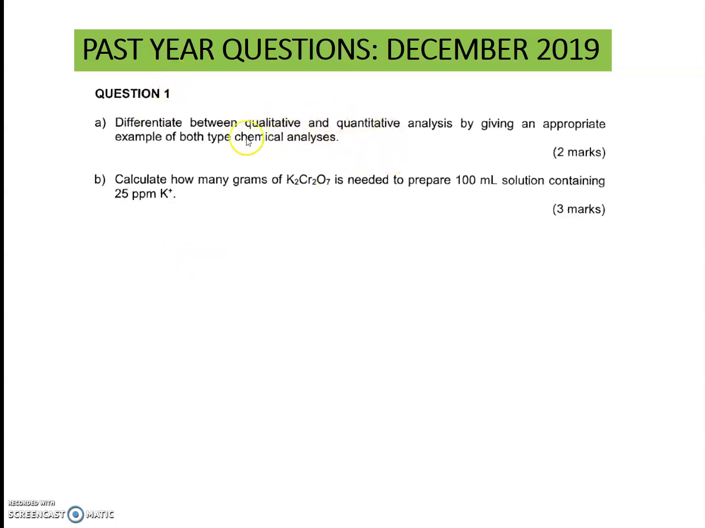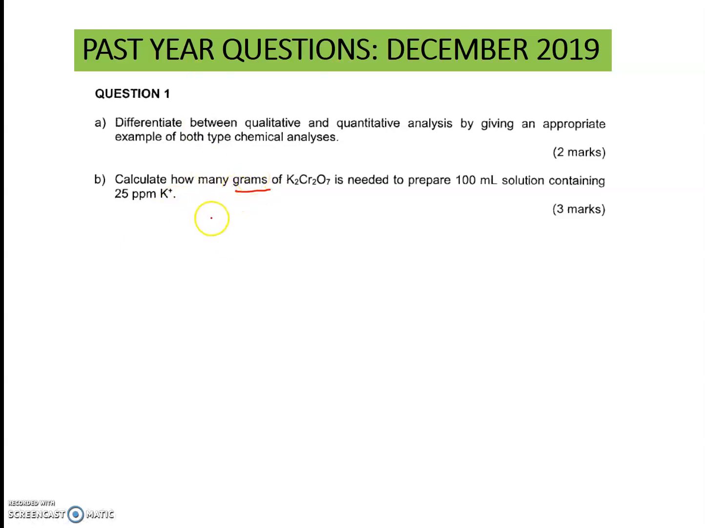Okay, so this one you have to give an example. For qualitative, to identify what, and also for quantitative. So you have to differentiate between both types of analysis. For B, calculate how many grams of potassium dichromate is needed to prepare 100 ml solution containing 25 parts per million potassium ion.